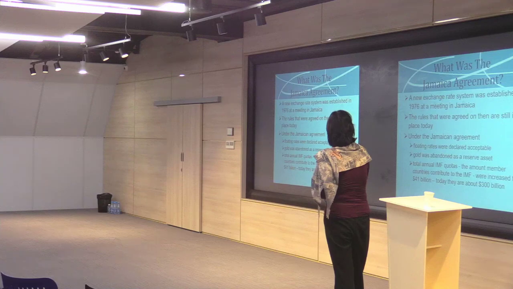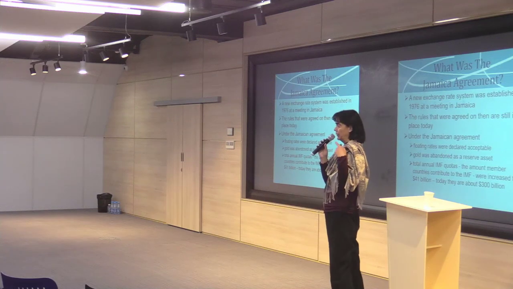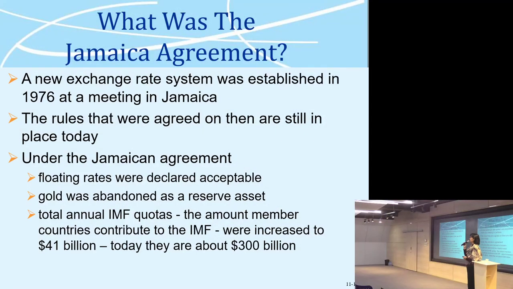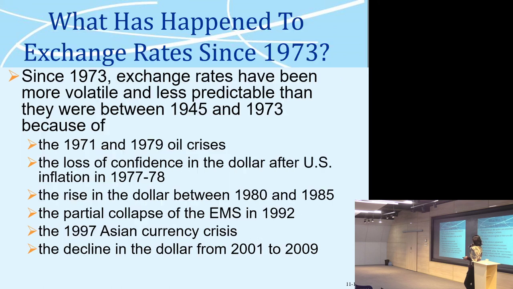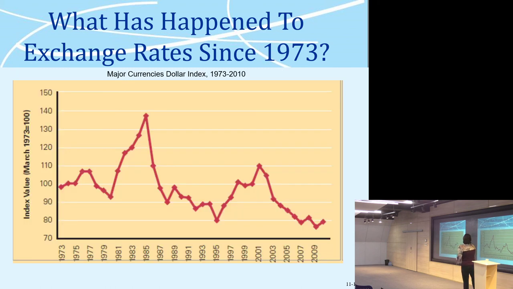Okay. And as President Nixon pointed out, there was another grouping in Jamaica. And basically, at that point, they said, okay, we have to recognize that the system now is floating, and gold has been completely abandoned as a reserve asset, and the international monetary quota system was increased. So those are all the things that were happening since then, and you can see it on this table. Basically, you're seeing the fluctuation of the U.S. dollar in those different times.